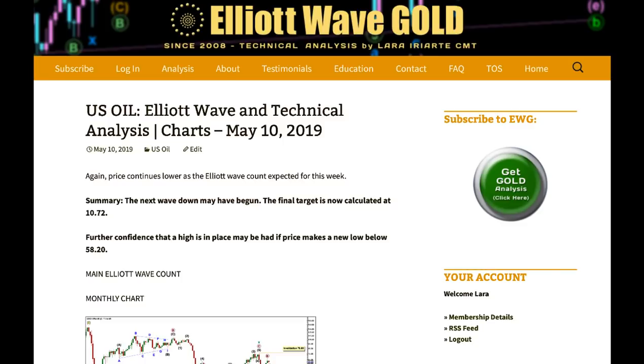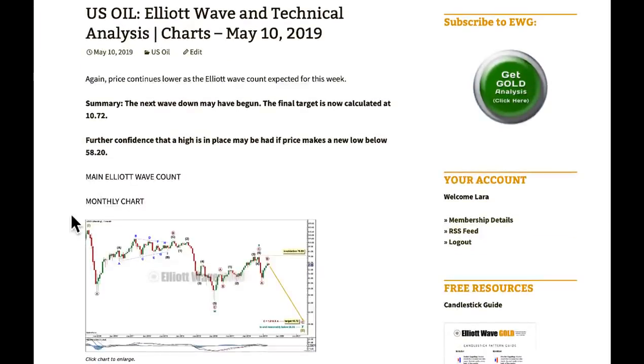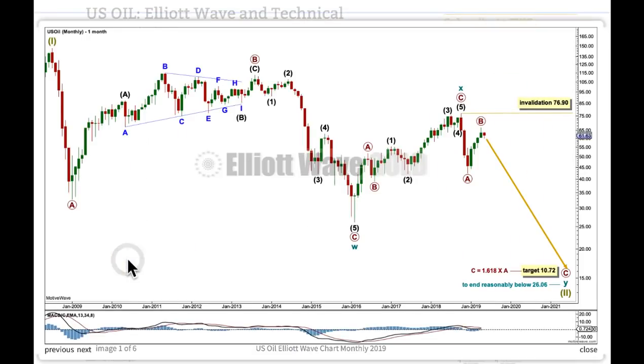For US oil, I'm expecting a downward trend as in its very early stages, and my final target is now 10.72. I'm going to focus this week on trying to make my Elliott Wave analysis as simple and clear as I possibly can. The basic concept of Elliott Wave is simple. It's 5 steps up followed by 3 steps back.